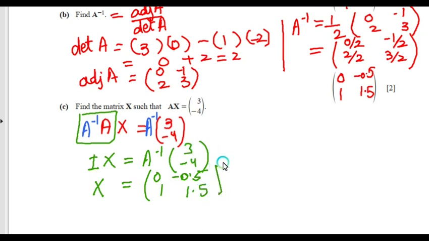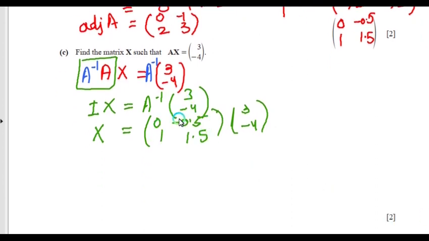So A into X is 3, negative 4. So we have to find the X. We cannot take A directly to the other side because there is no division in matrices, right. So we have to multiply both sides by A inverse to get rid of this A. So multiplying this matrix with A inverse here as well, right. A inverse into A gives you an identity matrix. I into X will be A inverse into 3, negative 4, right.